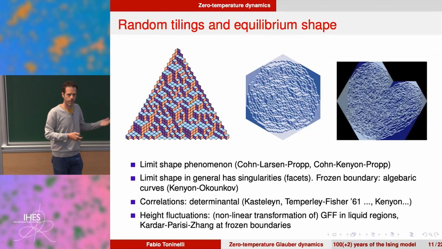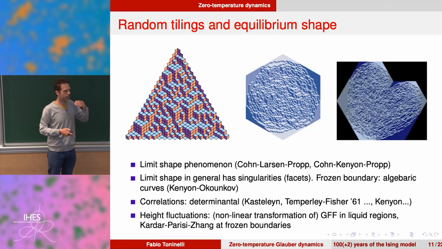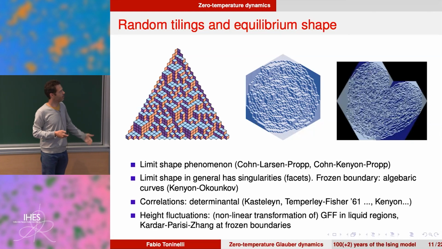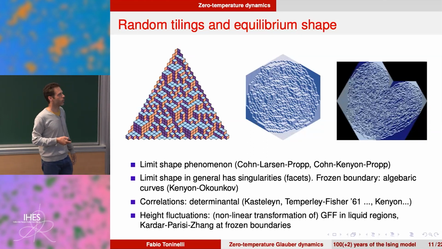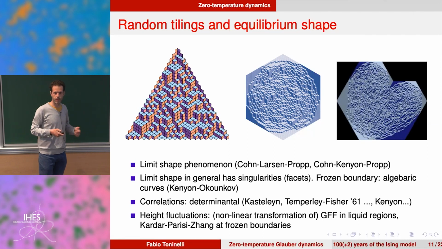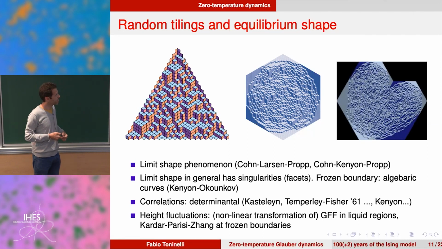Okay, so the statement is that in the limit where the mesh goes to 0, the typical height function will be concentrated around a non-random shape called the limit shape. This limit shape minimizes the surface tension functional.